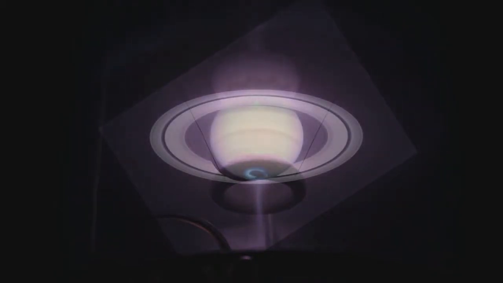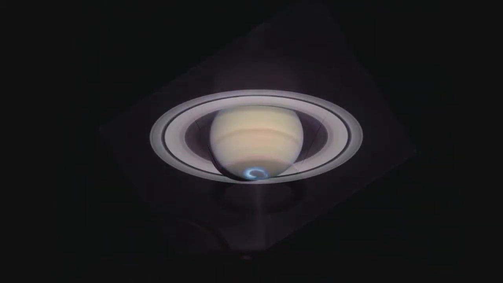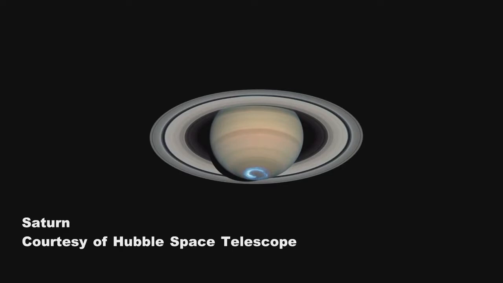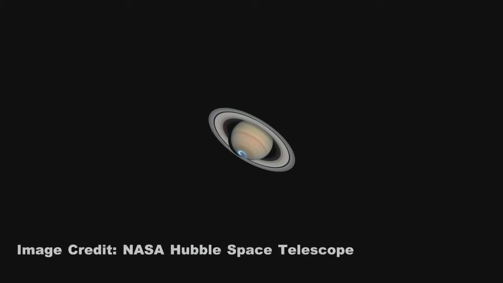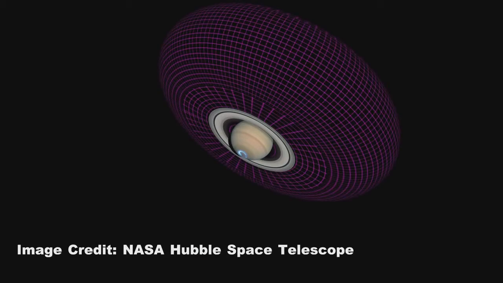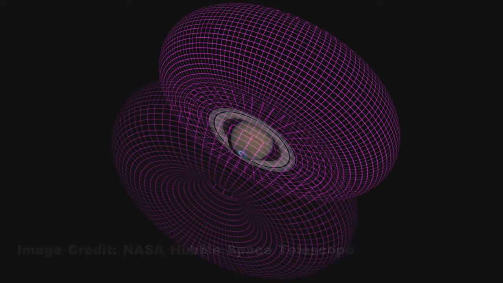Then we can see that the Primer field theories also clearly show the true reason behind the polar auroras on Saturn. Shown here is the basic magnetic field structure that exists around Saturn.